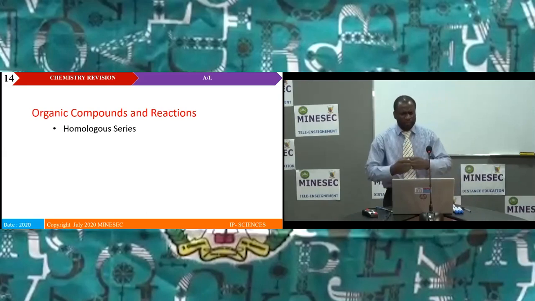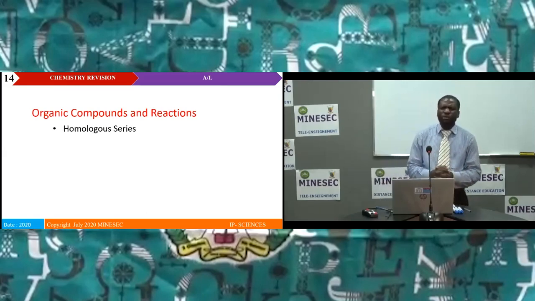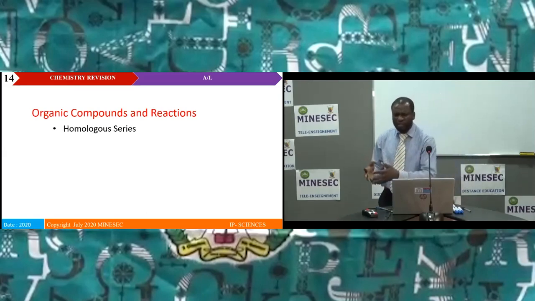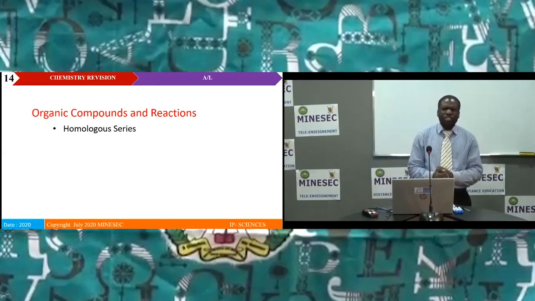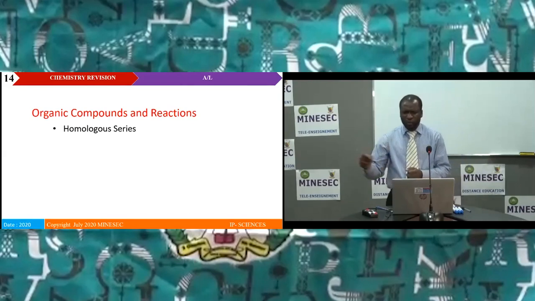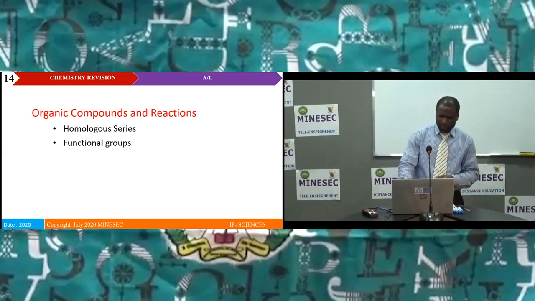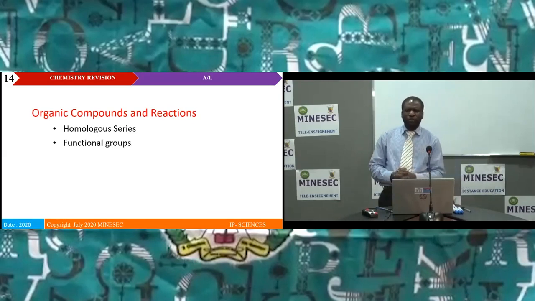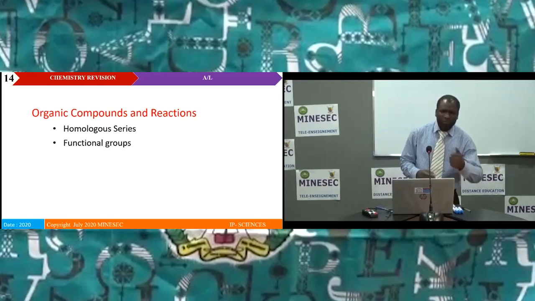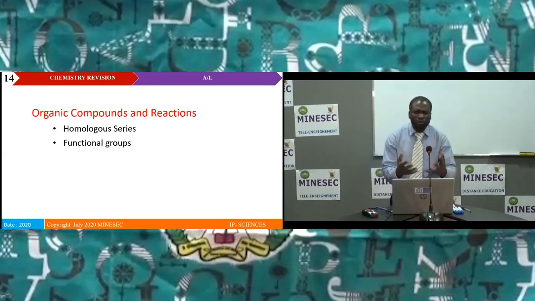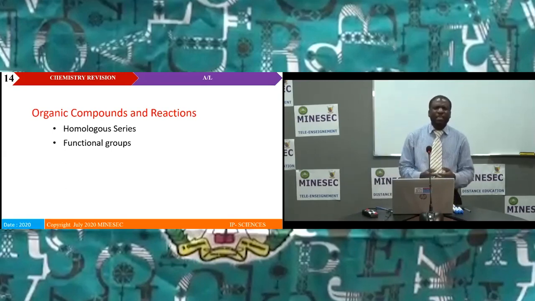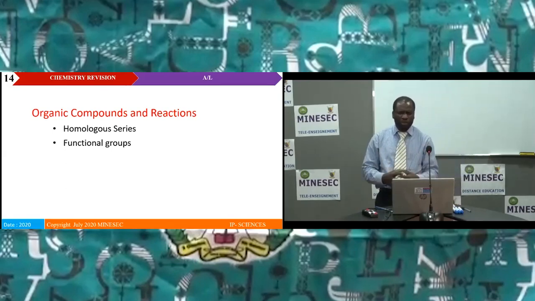This is a family or a group of organic compounds with a regular structural pattern in which successive members differ from each other by the CH2 group or by a mass of 14. Functional groups. A functional group is an atom or groups of atoms or a bond that determines the chemical properties of a homologous series.